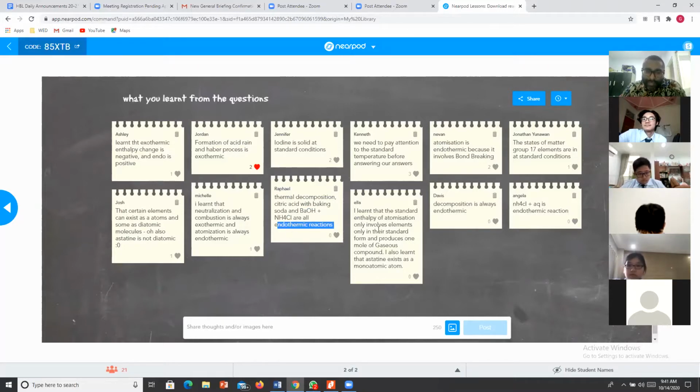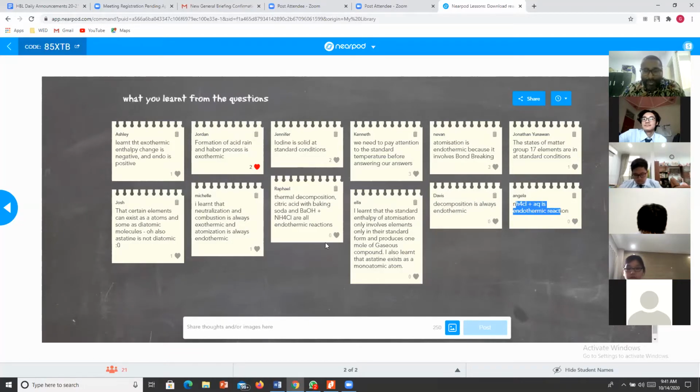I learned that the standard enthalpy of atomization only involves elements in their standard form, and produces 1 mole of gaseous compound. Okay, it's not gaseous compound, it's gaseous element. Ella, I also learned that astatine exists in monoatomic form. Decomposition is always endothermic. Yes, Angela mentioned ammonium chloride plus water is an endothermic reaction.